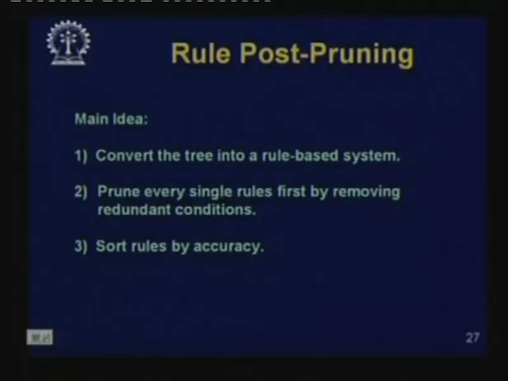So we first unroll the tree and write it in terms of rules. We sort the rules according to accuracy, and then to use the rules, first we will use the most accurate rules, and then we will keep going through the rules until we get a rule match, and then we will get a classification. So this is the idea of using a rule set obtained from a decision tree. Then we can prune each of these rules.